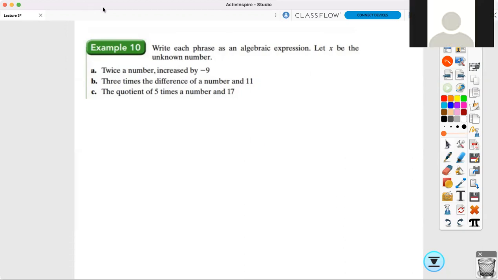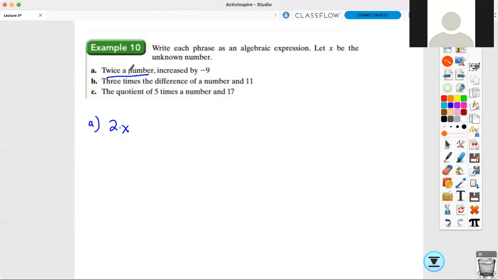All right, guys. So let's talk about example 10. Write each phrase as an algebraic expression. Let x be the unknown number. Let's look at A. Twice a number increased by -9. What does twice a number mean? When we twice something, we're gonna multiply it, right? So it's twice the number, so it'll be 2x. 2 times x is twice the number.